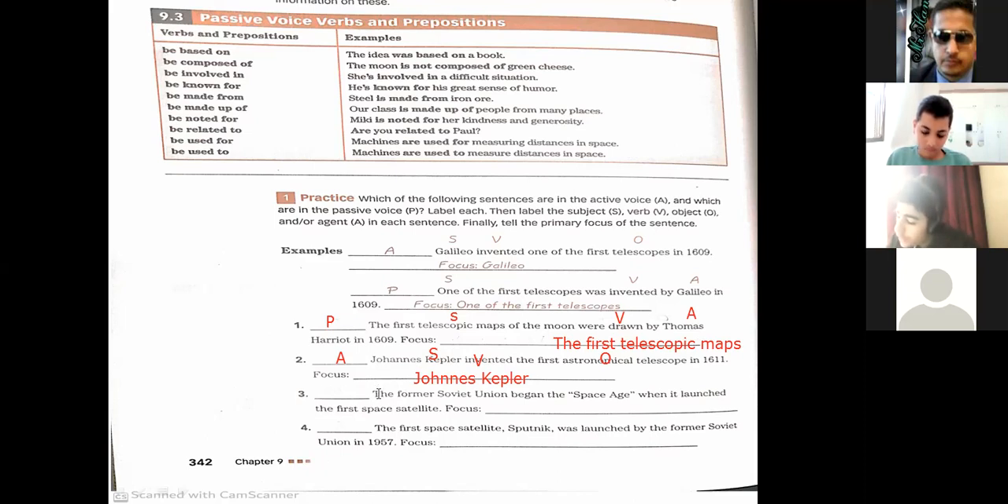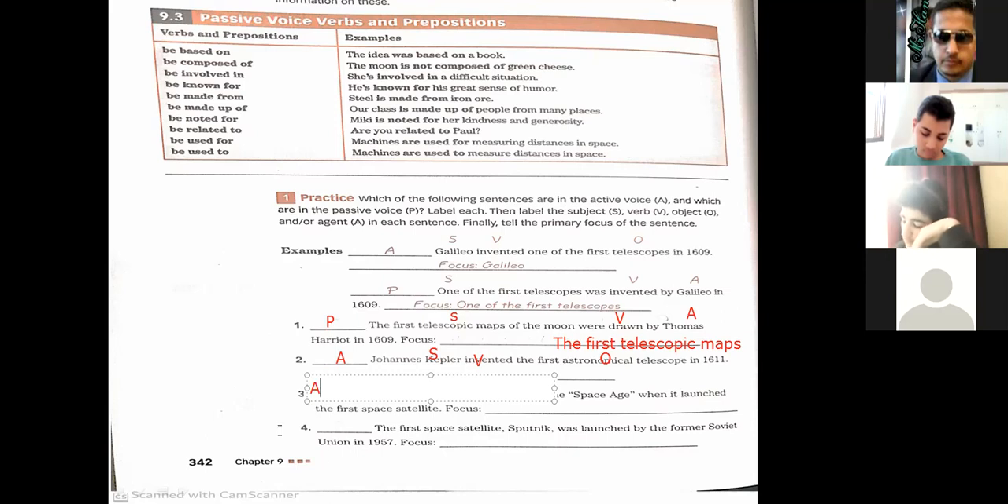The former Soviet Union began the space age when it launched the first space satellite. Began, it's in the past. I think it is an active sentence. Don't say I think, you must be sure. Active or passive? Active.